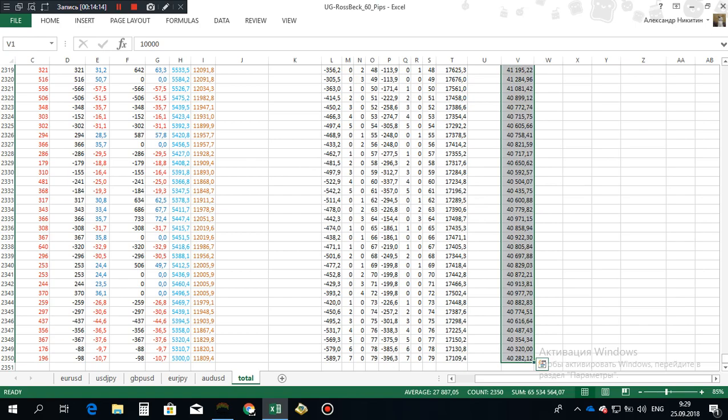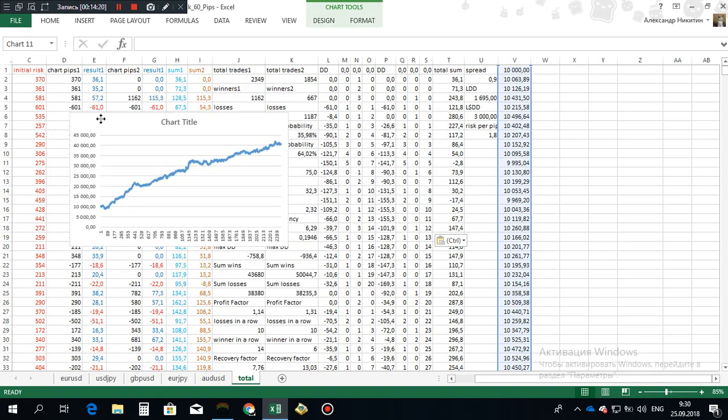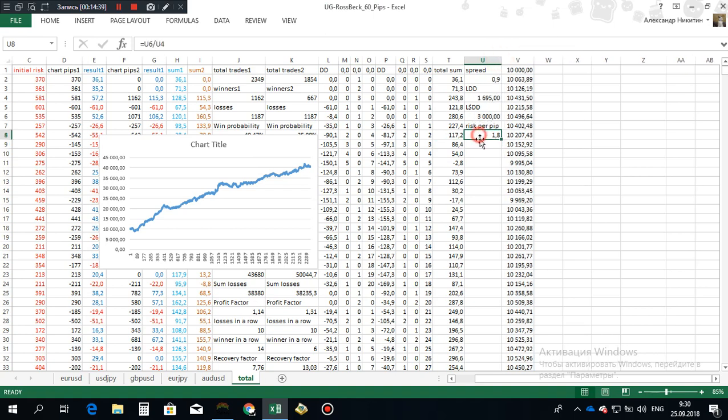Control X. Let's have here Control V. So here's the graph. Obviously we don't have drawdowns more than 30%. Yes, we have some drawdowns, but they are not more than 30%, exactly what we wanted in our money management. Yes, so it is exactly what we wanted.